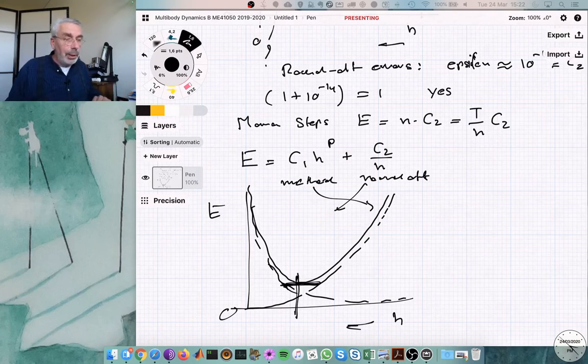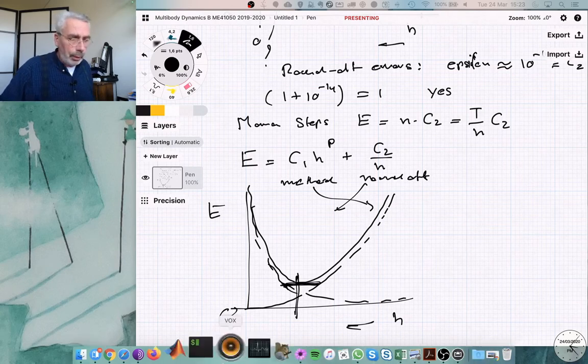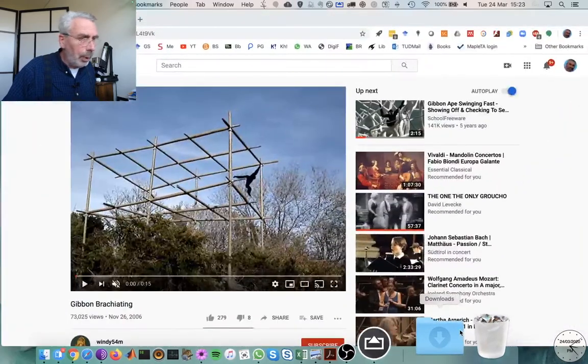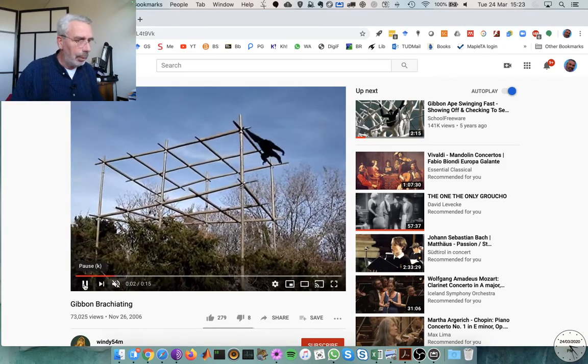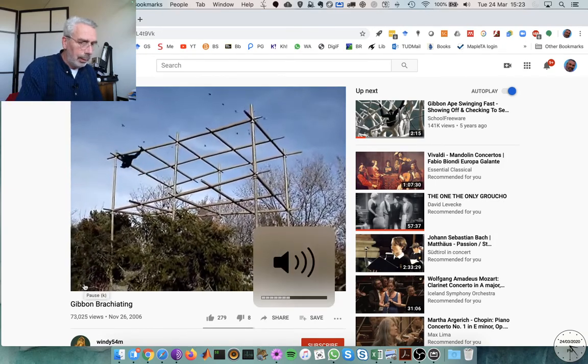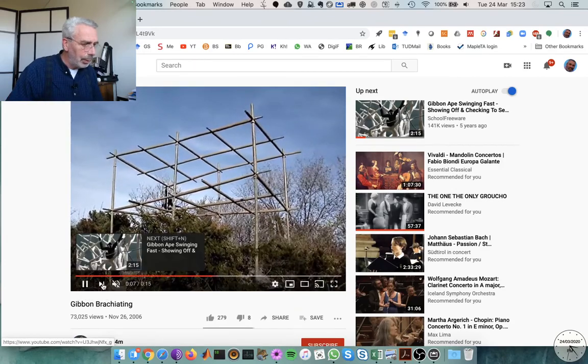Now I have an illustration for that, and I want to use the last 7 minutes to show how that goes in practice. I have to see, what did I want to show? First of all, I want to show a video, because as an example I want to look at apes, in this special type of ape, gibbons, and this is the brachiating of gibbons. So let's have a look at this. This is gibbon brachiating. Oh, I did put the sound out. That's a bit unfortunate. I will put the sound on.